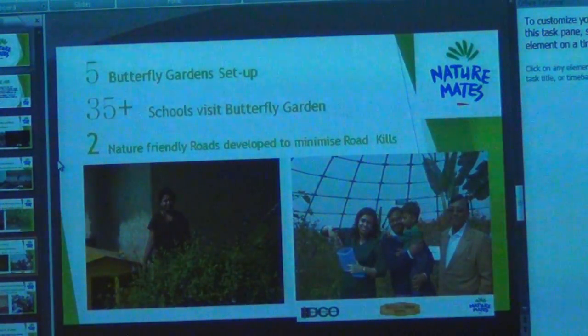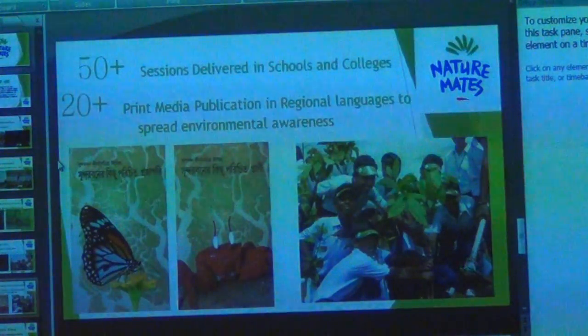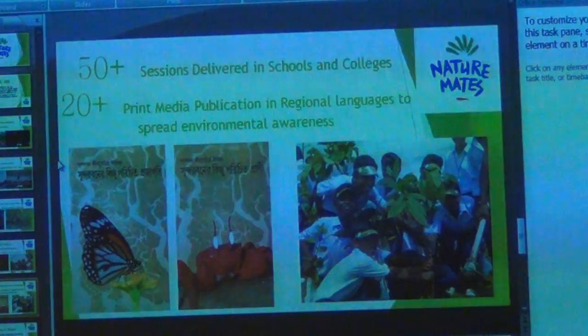And we also set up butterfly gardens in schools and colleges so that we can involve school students. We have also published lots of books in regional languages, and we have quite a good grip with other people.